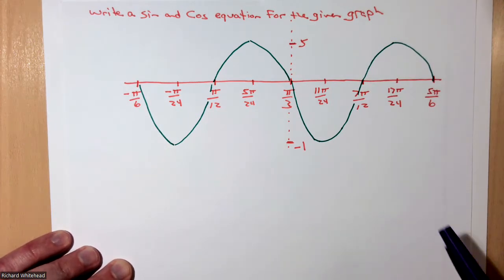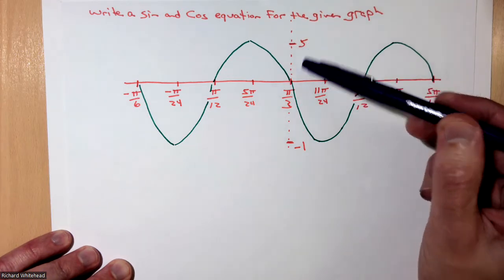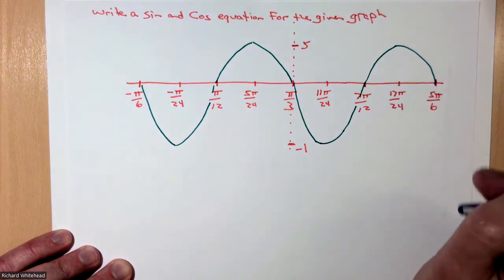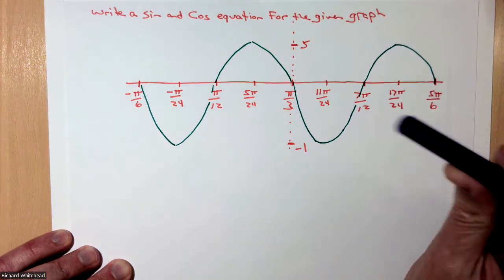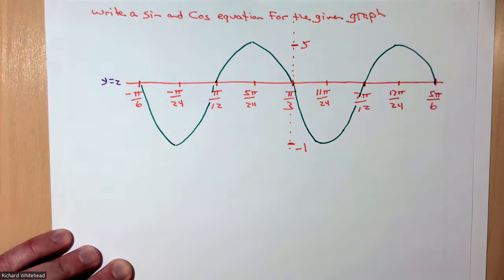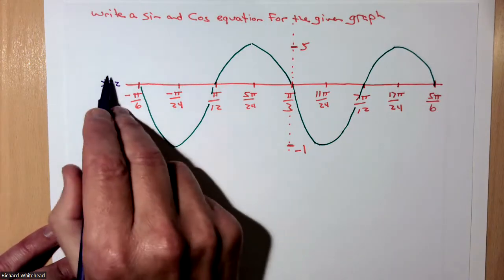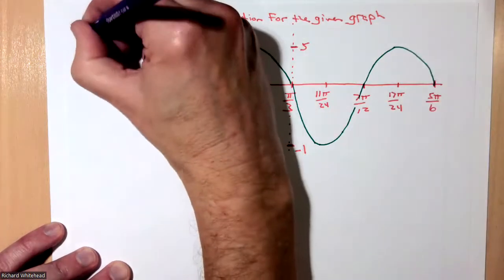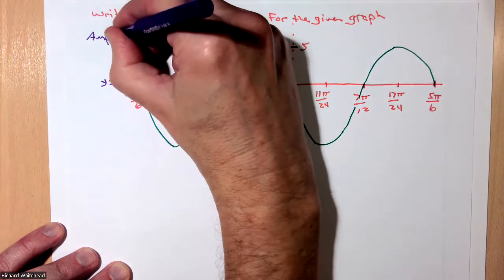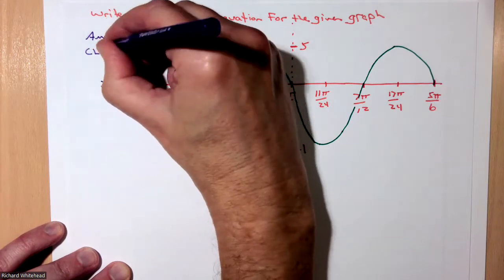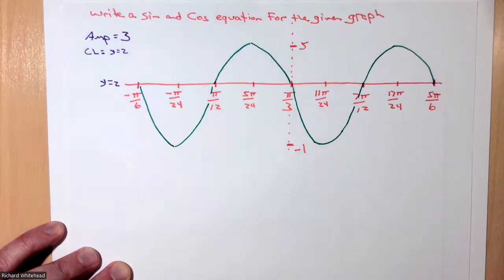First thing somebody says is, well, it's got a max at 5 and a min at -1. What's halfway between 5 and -1? Dang, I don't know. I get so confused. Oh, 2 is halfway between 5 and -1. So y equals 2 becomes the center line. From 2 to 5 is 3 spaces. From 2 to -1 is 3 spaces. So that immediately tells me the amplitude is 3. So I know my center line is y equals 2, my displacement, whatever you want to call it.